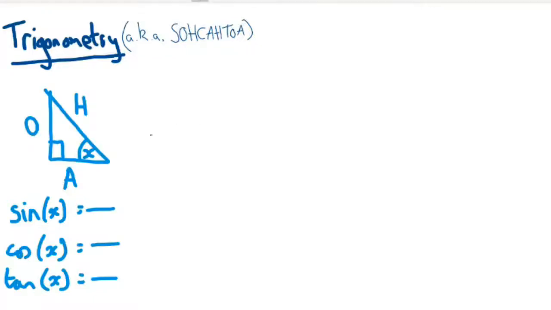Trigonometry then is another topic that involves right-angled triangles. However, this one is to do with both sides and angles, using one to work out the other. You may also know this by the name or the acronym SOHCAHTOA, which, if you're not familiar with it, or if you need reminding, I'll go over the definition of in a second.